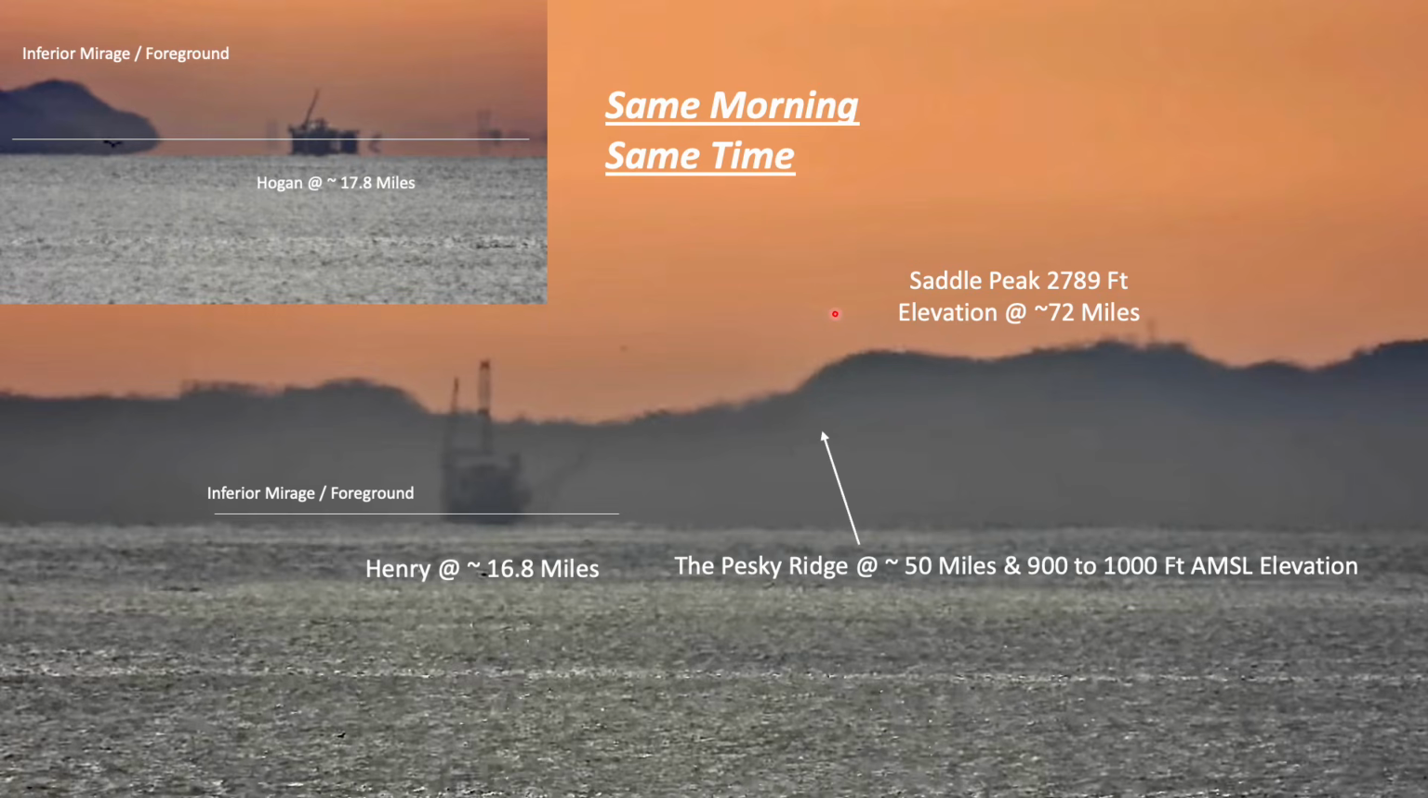And another one. In this case, I contrasted the view toward the tree and Hogan here with the same pan with Henry and the Pesky Ridge. So you can see a real severe inferior mirage here and even at Hogan, and then over here again at Henry.